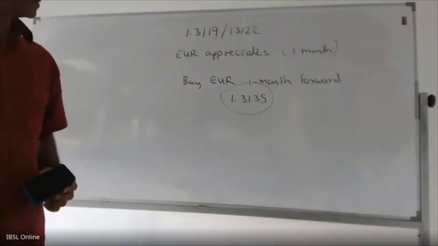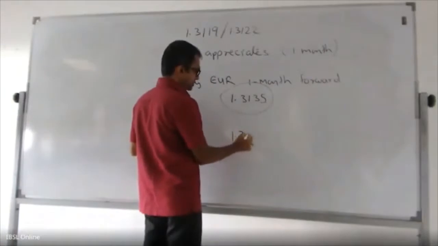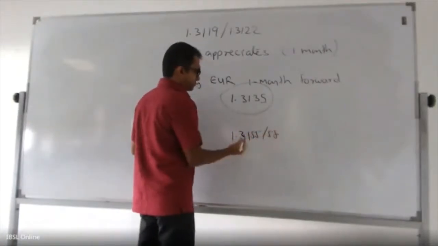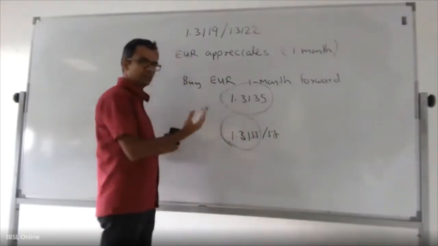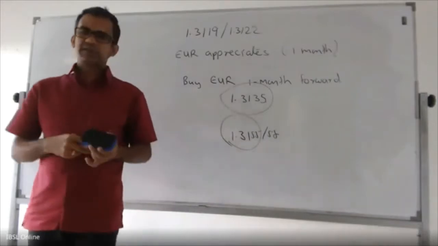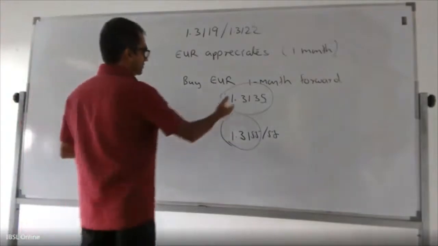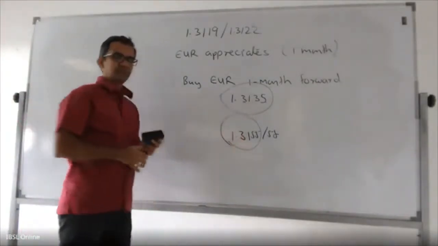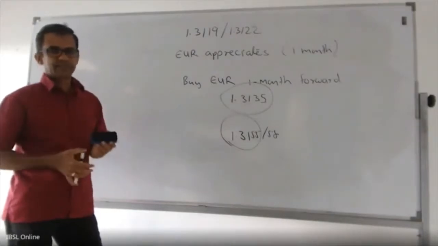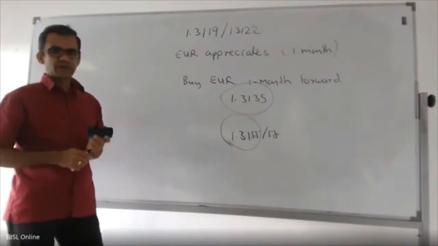Oh, these are okay. This would become 3155.58. Basically, you have to sell euro in the market at 3155. It's an accounting profit or loss. You bought at 3135, you sold at 3155. Then it's an accounting profit. Everything will be accounted.